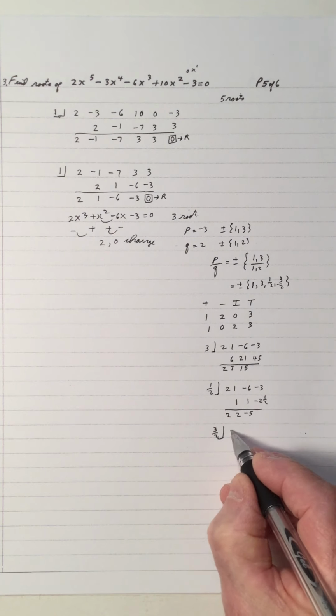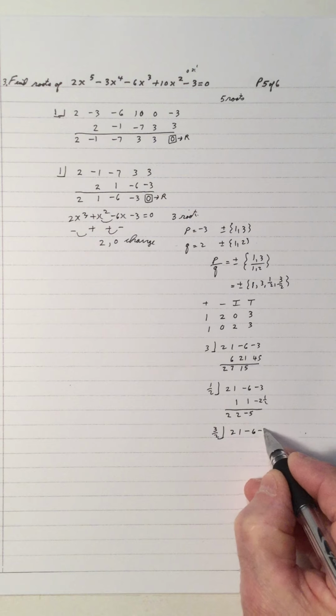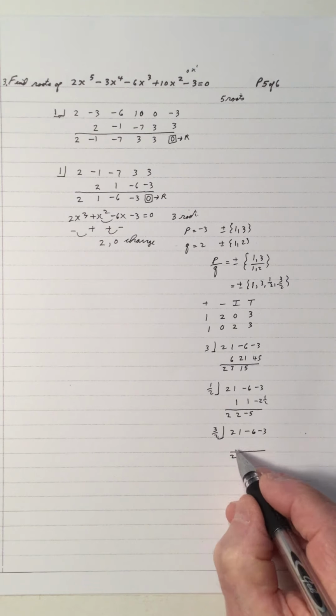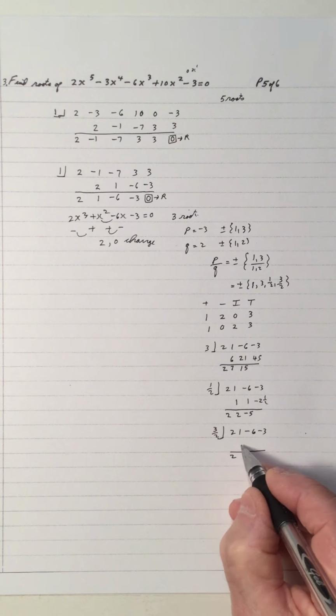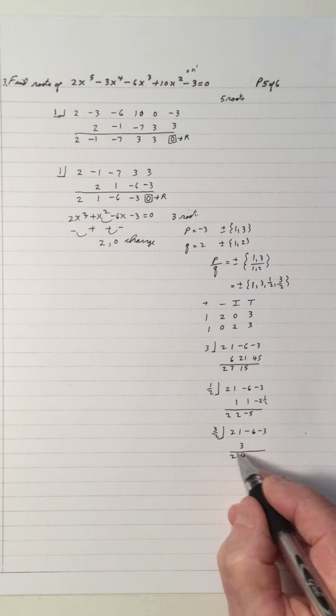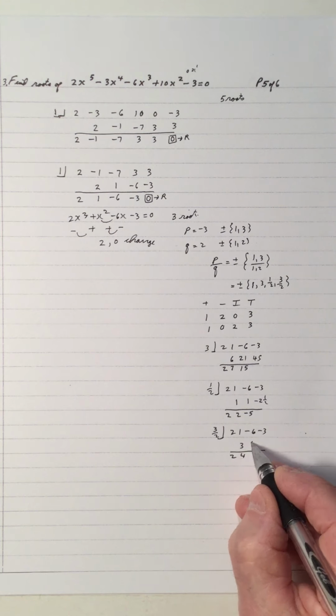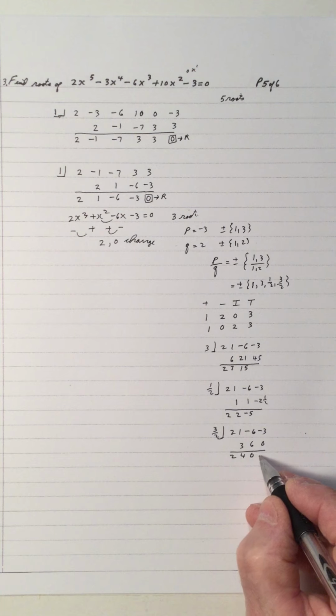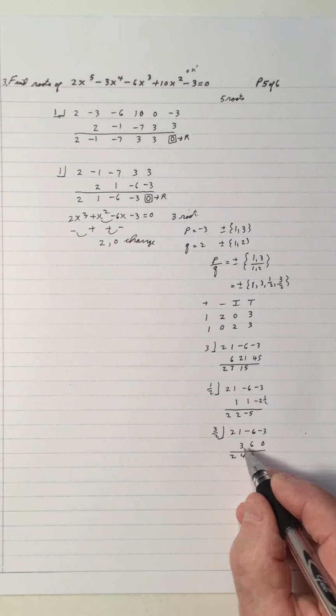So now we got to check with 3 over 2. Again, it's a game that you play, and you got to check very quickly. You bring down the 2. 3 over 2 times 2 is 3. That's a 4. 3 over 2 times 4 is 6. That gives us a 0. You multiply, you get a 0, and the remainder is negative 3. So 3 over 2 is not working.